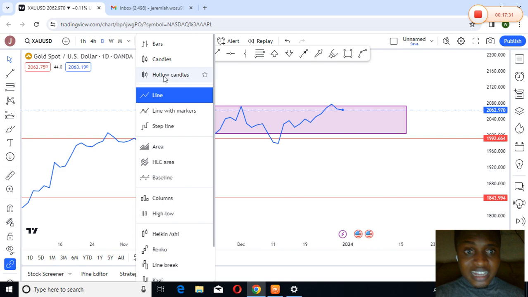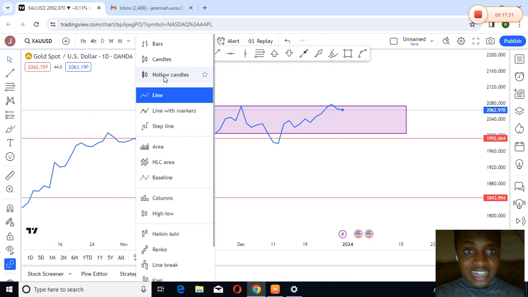Now, this is my level. If gold wants to go high, wants to make its all-time high, it has to come above this level, this rectangular line I've plotted, and then give me a bullish engulfing candle. That's when I will go long on this gold.